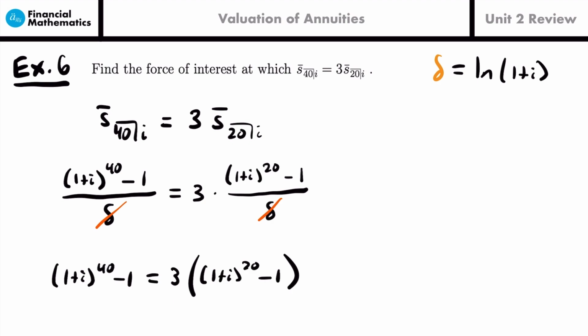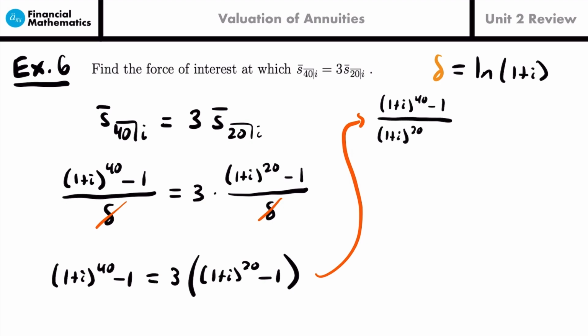What I'm going to do is divide both sides of the equation by this quantity. So we'll have these two terms both divided by this, and that'll be equal to 3. I'm going to continue my work up here. If I divide both sides of the equation by this quantity, we'll have 1 plus i to the power of 40 minus 1, divided by 1 plus i to the power of 20 minus 1, equal to 3.